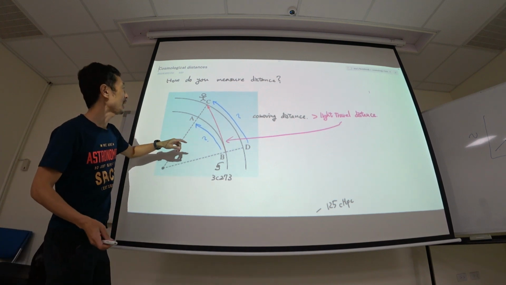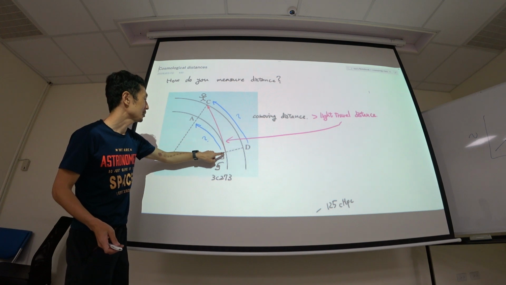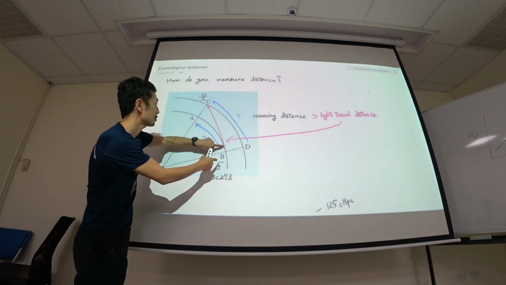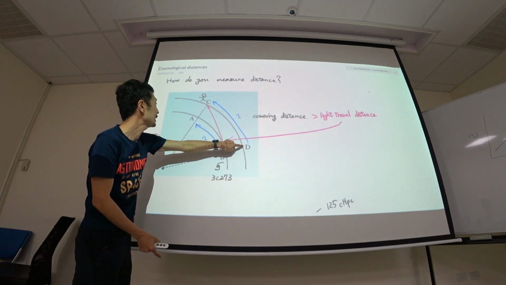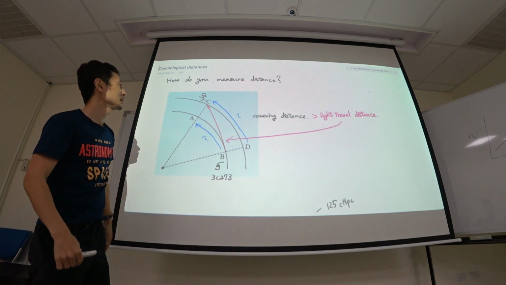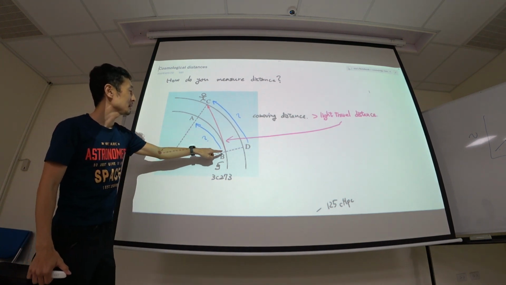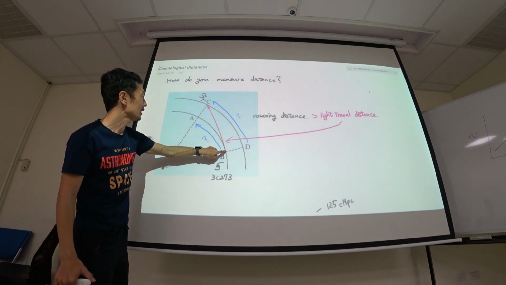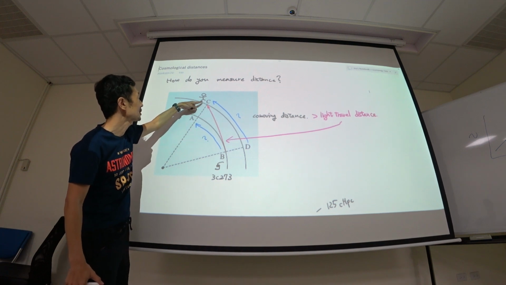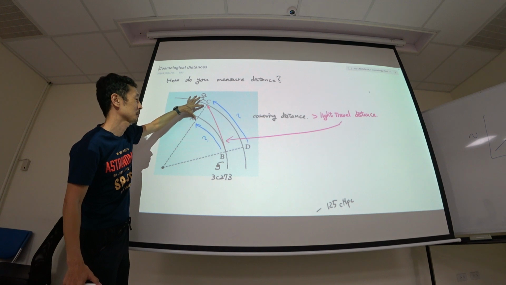So actually the light does not come from B to A. By the time the light is traveling, B goes to D and A goes to C, because of the expansion of the universe. So the light goes from B and actually comes to C, because the universe is expanding.